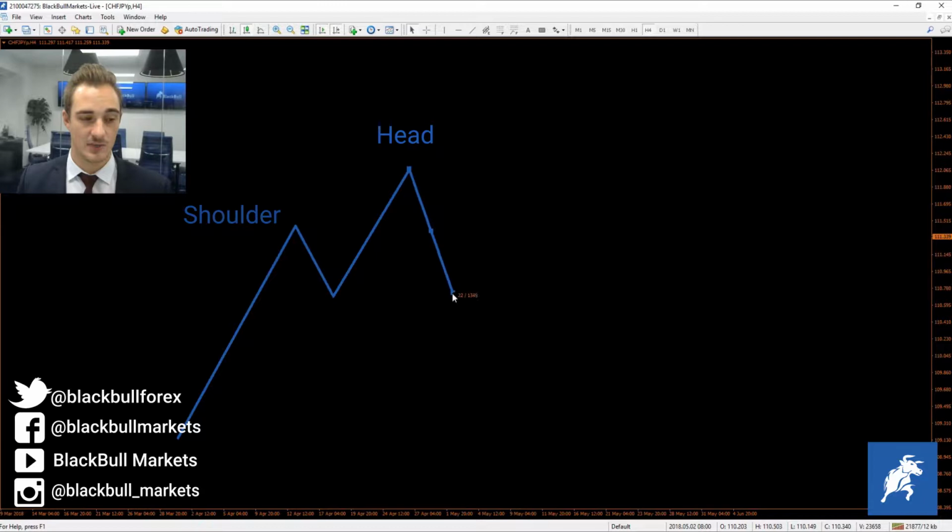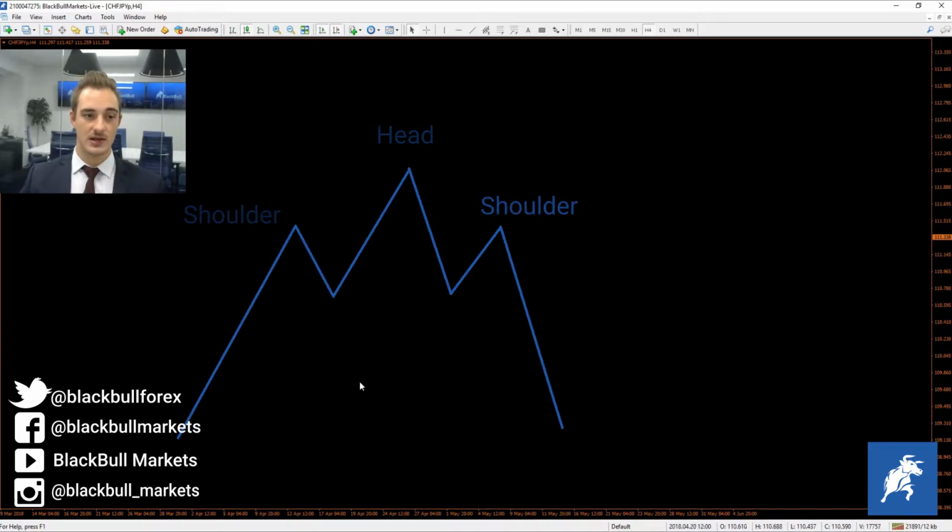This move comes around about to the same level as the start of the head. And then we have another move to the upside, coming around to the previous left shoulder, and a move to the downside. So this then creates our right shoulder and the finished pattern. So this is what a head and shoulders in perfect conditions looks like. It is a very profitable pattern to trade. It is quite common as well, but in this video I'll just be showing you how I trade it, so we won't take too long on this video.